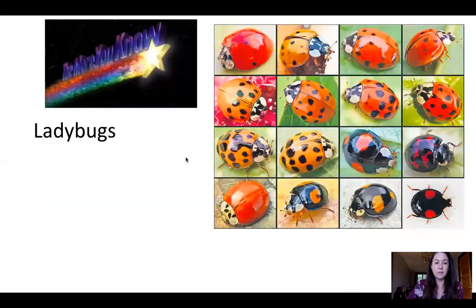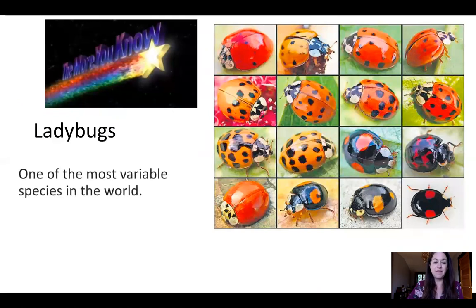Okay. Now, talk about variation. Let's talk about ladybugs really quick. Ladybugs have some of the most variation of all the species in the world, and we don't necessarily think about that because we're used to just seeing the orange ladybugs with the black spots on them. But they do come in all these different variations. These are all the same species of ladybugs, just different variations. And they come with different numbers of spots. Some have very few spots, some have a ton. But this variation can lead to different survivability depending on where the ladybugs live.